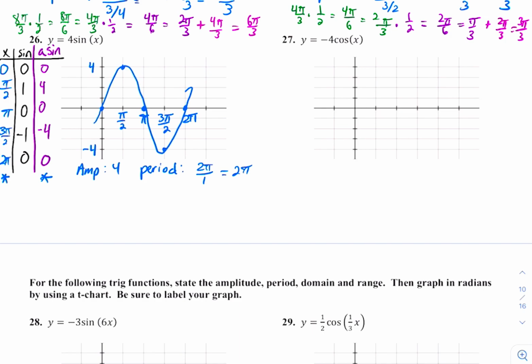So again, my graph is still going to look very similar to all the graphs that we've been graphing so far. So again, what's happening is my scale for my x's is changing, and now my y scale is also going to be changing.